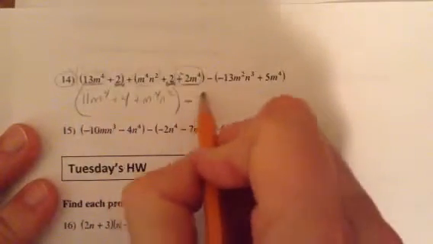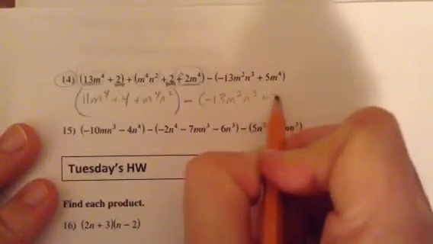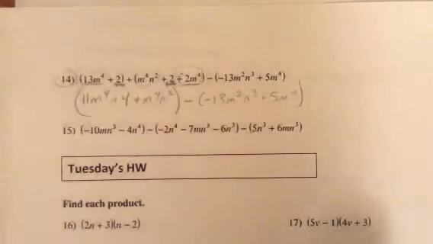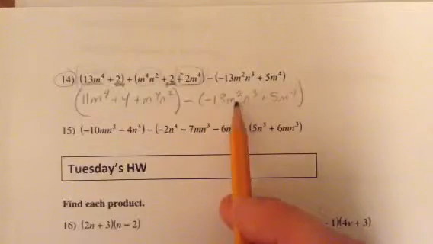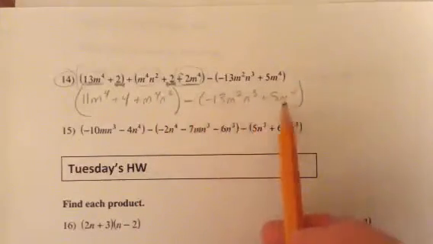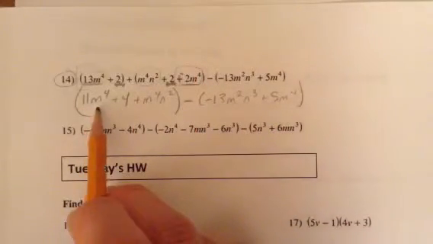But now I'm still subtracting this negative 13m squared n to the 3rd plus 5m to the 4th. And the thing about subtracting is you need to be careful because you're subtracting everything in here. You're not just subtracting the first term. You're subtracting everything. So you need to think of it like that. So first thing, I need to again look for like terms.